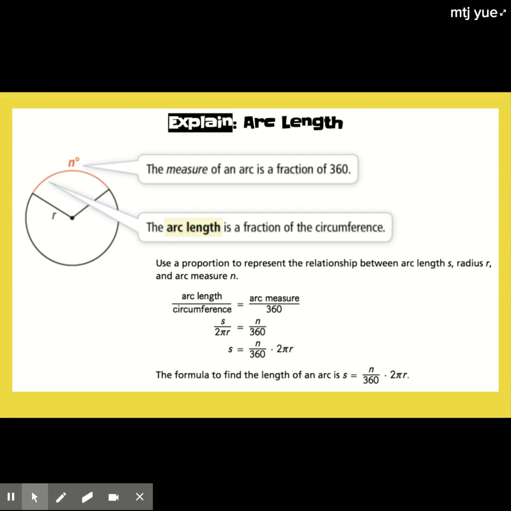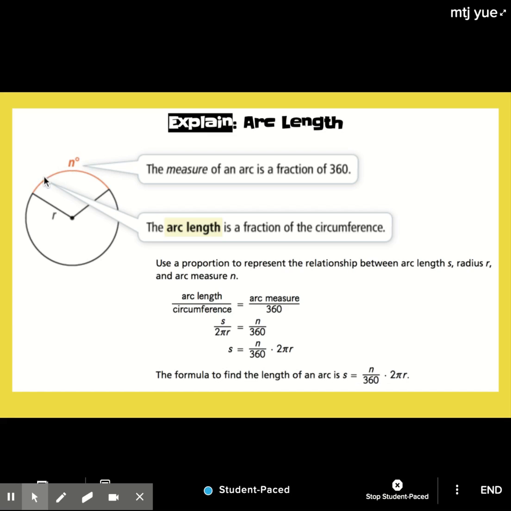All right, but for today, what we did, we went over arc length and area of a sector. So arc length is measuring the length of this arc. We know the measure of this arc by the degree measurement. However, today we went over the actual length of this arc.